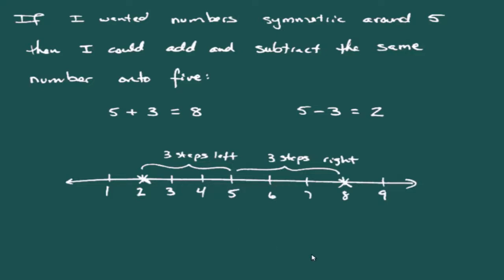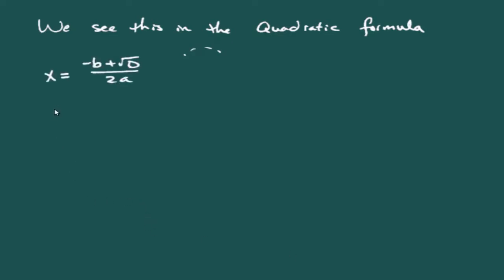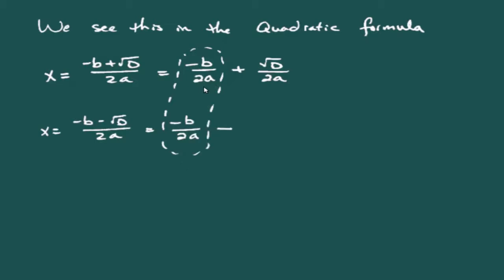Well, we see this exact thing again in the quadratic formula, but here we've written it out again, being a little more explicit, and we break things up. If we start off with our first root, negative b plus the square root of d over 2a, we divide each one of those terms by 2a, and we get negative b divided by 2a plus this quantity, square root of d over 2a.